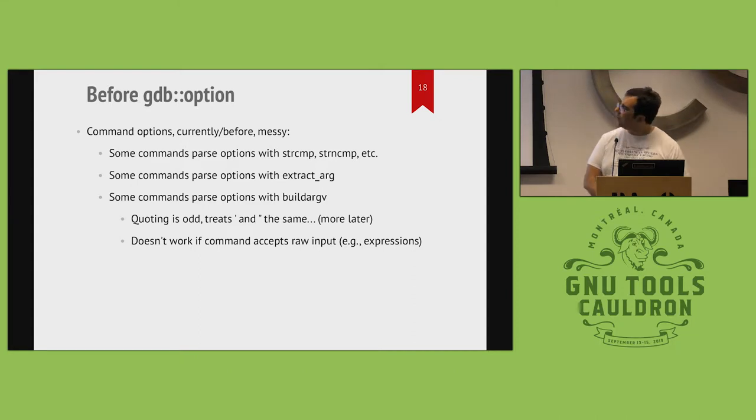I noticed something odd with build argv. It treats single quote and double quote the same. It's different from what you expect on a shell. I have a slide about that later.